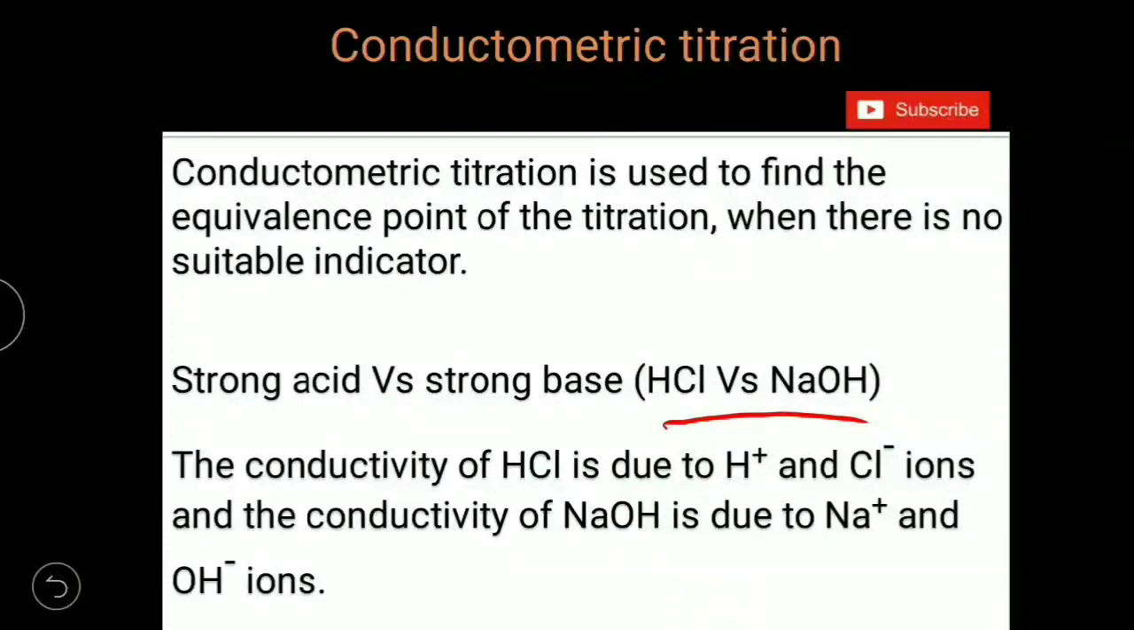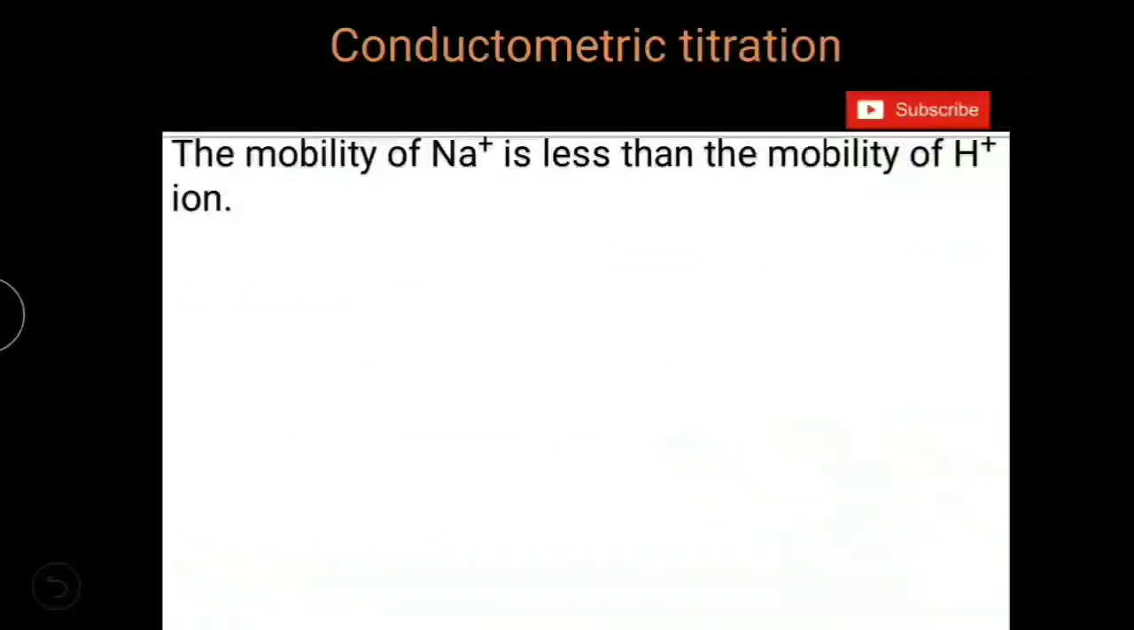In HCl, the conductance is due to H+ ions and Cl- ions, and in NaOH, the conductance is due to Na+ ions and OH- ions. The mobility of Na+ ions is less than the mobility of H+ ions, as Na+ ions are heavier when compared to H+ ions.